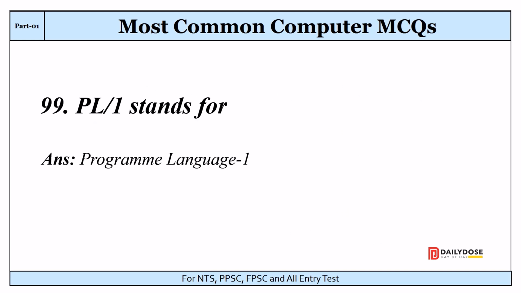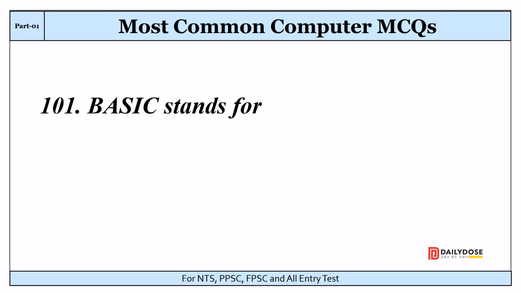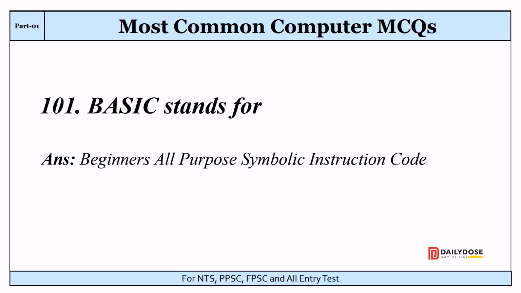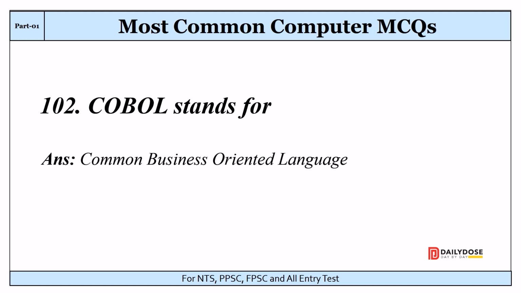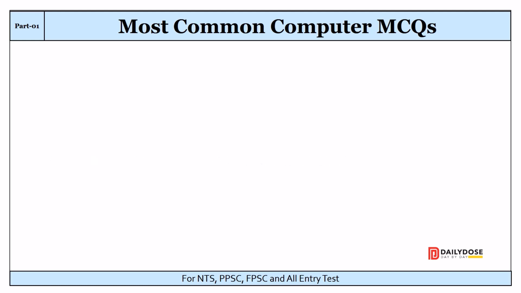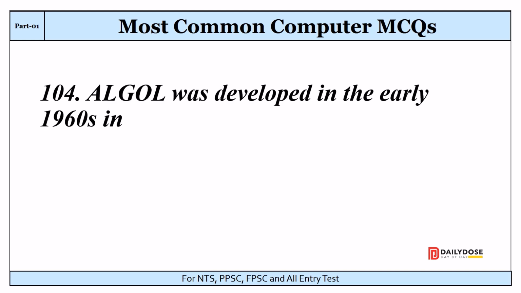PL/1 stands for Programming Language 1. The language PL/1 has combined the features of COBOL and Fortran. BASIC stands for Beginner's All-Purpose Symbolic Instruction Code. COBOL stands for Common Business Oriented Language. ALGOL stands for Algorithmic Language. ALGOL was developed in the early 1960s in Europe.